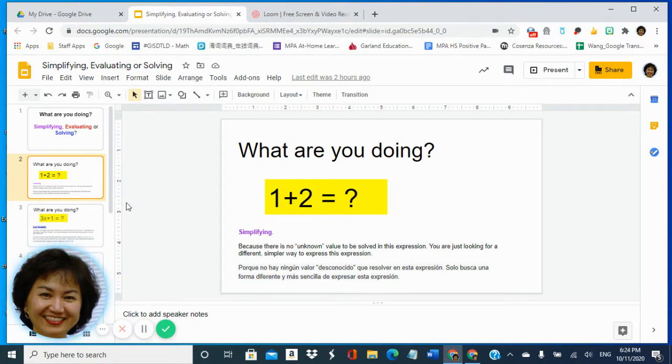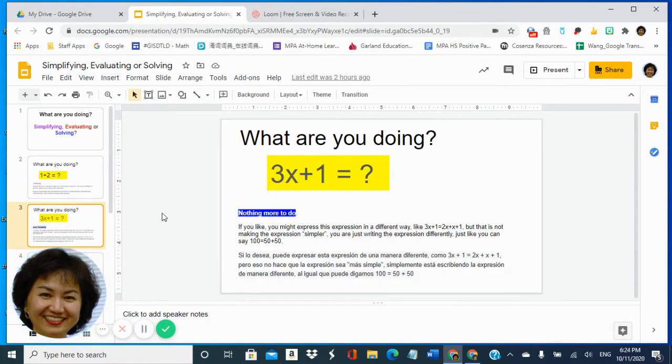You are actually simplifying this expression. You are simplifying 1 and 2 together to be a 3. Like you will not tell people, I have $1 and $2. You will just simply say, I have $3. That's why it's just a simplifying process.